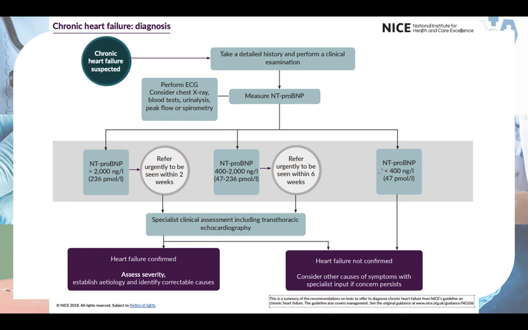Yeah, this is a summary table from NICE. It's quite nice. Specialist clinical assessment, including transthoracic echocardiography. Like I said before, echocardiogram will be done by the cardiologist, and the diagnosis is also done by the cardiologist. So if you see NT-proBNP more than 400, you refer within 6 weeks. More than 2,000, refer within 2 weeks to the cardiologist, and they will manage this heart failure for you.